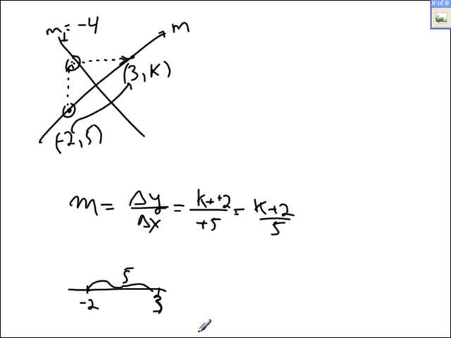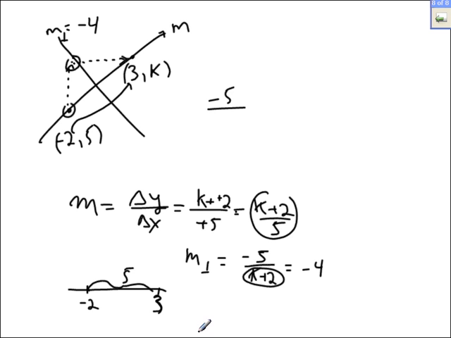Now, if this is the slope of m, on one hand, the slope of the perpendicular line, well, you flip it over, and you change the sign. And I say that this is -4. Well, to be honest, you should know what this is. You should know what to divide -5 by to get -4. And the answer is 5/4. But probably a lot of you don't know that.